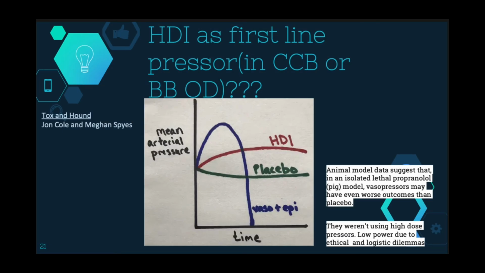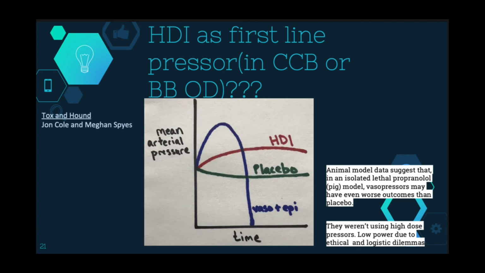And then this is more basically about high-dose insulin as your first-line pressor. I got this from the Tox and the Hound website. They're toxicologists, and they work a lot in critical care. And they were talking about these studies they were doing on animal models with isolated propranolol, so beta blocker overdose. And they said that the vasopressors can actually have a worse effect over time than placebo. And the high dose insulin was really what they were preferring to use in this specific scenario. And this is specific to calcium channel blocker, beta blocker overdose, not just undifferentiated shock.